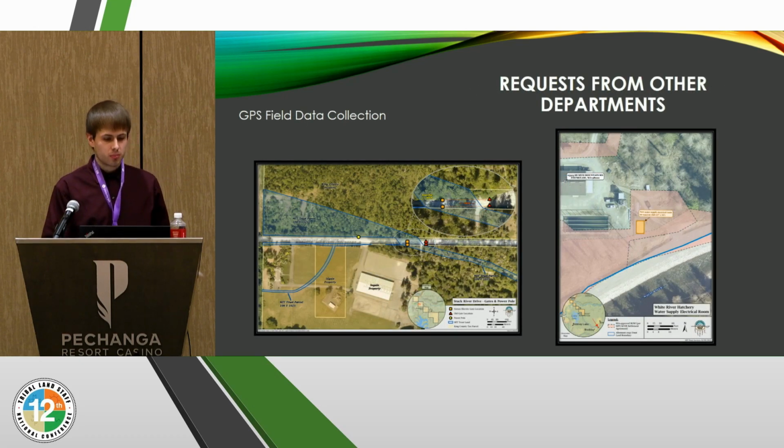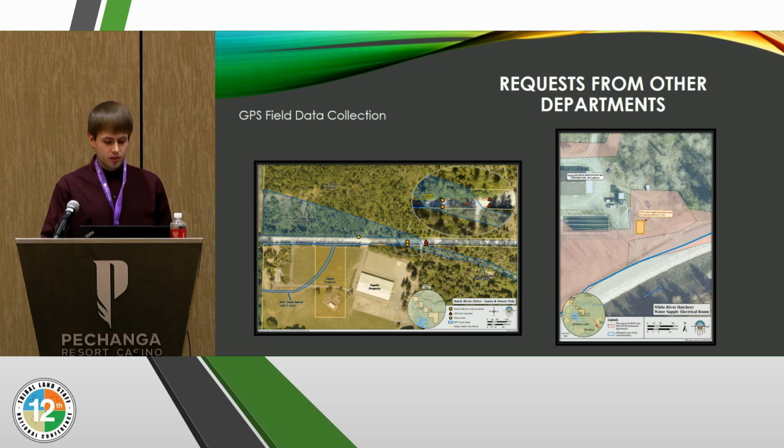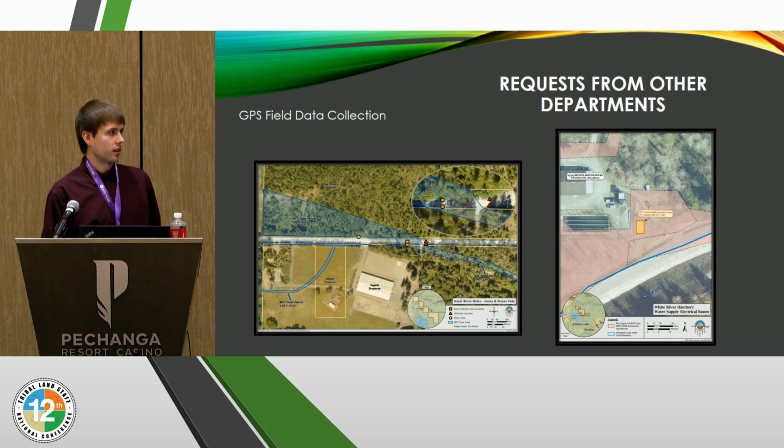Okay, the requests from other departments section. So as I mentioned, I do a lot of GPS field data collection. This one example here is the building maintenance director asking me to help identify a good potential location for an electric gate to block public traffic and allow tribal members to access the river that is to the east of that map there. Make sure that it's on trust land. This is by that weird wonky riverbed parcel that I was telling you about a few minutes ago.